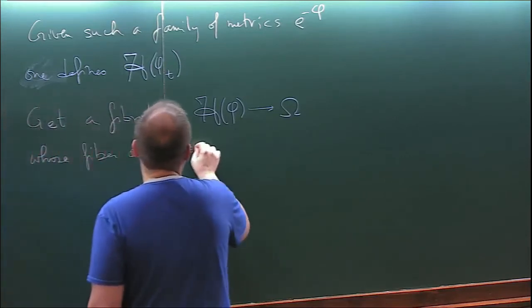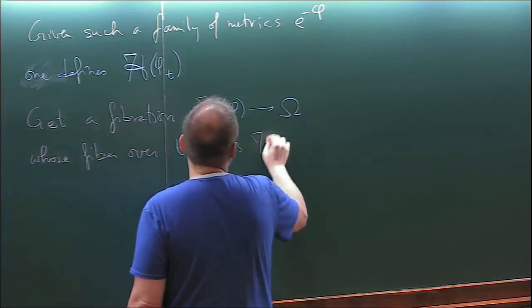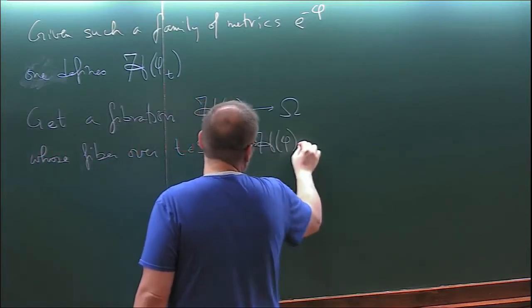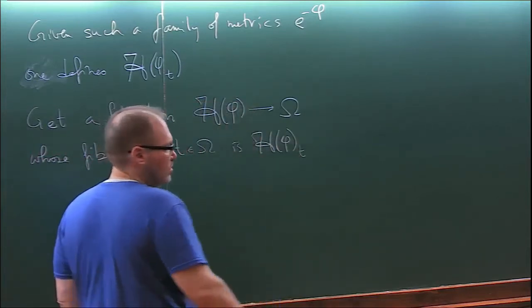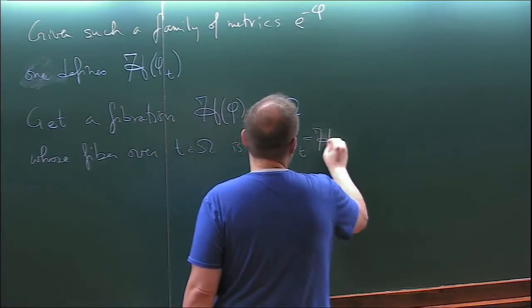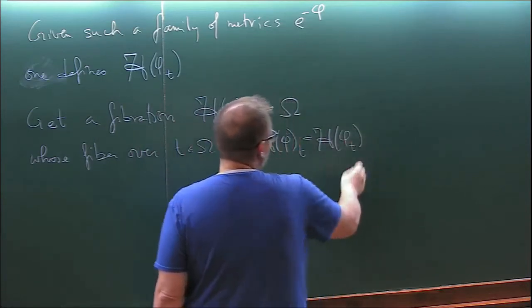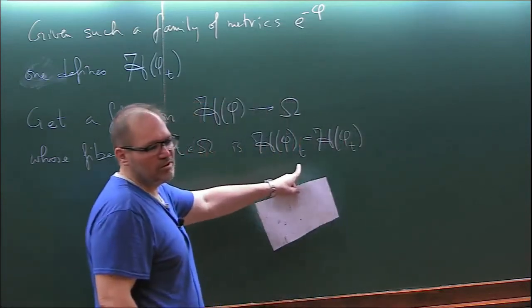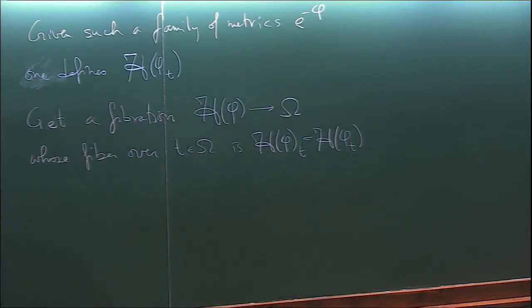over t in omega is simply, so the fiber of a fibration is usually denoted like this, and this is just the Hilbert space we called H phi t. So I'm just changing notation to put the t outside to indicate that it's a fiber of some bundle.